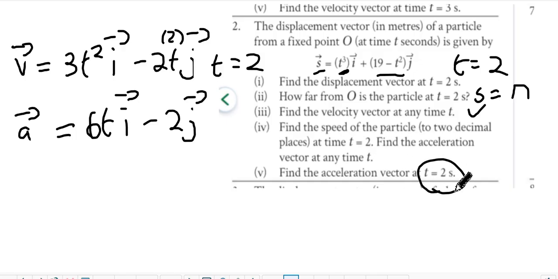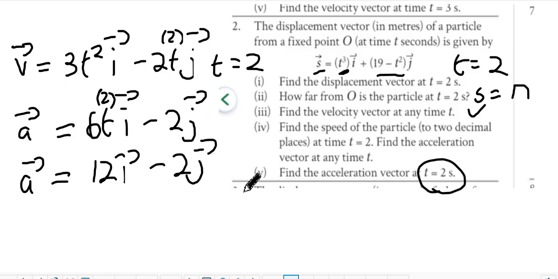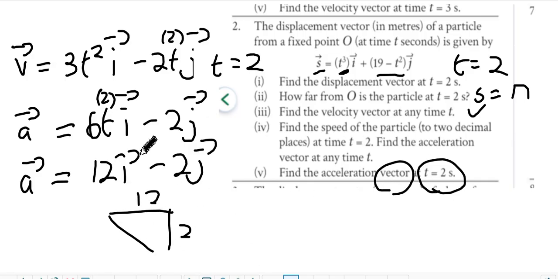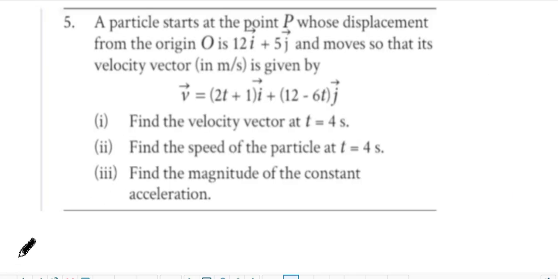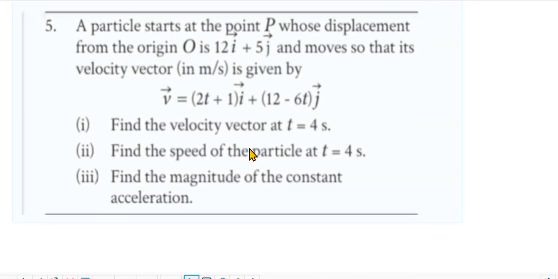Then what does it want from us next? Find the acceleration vector when t equals 2. So sub in 2. You get 12i minus 2j. Vector. If you're asked for the overall magnitude of the acceleration, you do Pythagoras' theorem again. But it just asks you for the acceleration vector, so you leave it alone. Is that okay? Yeah. Cool. I think we're alright with this.